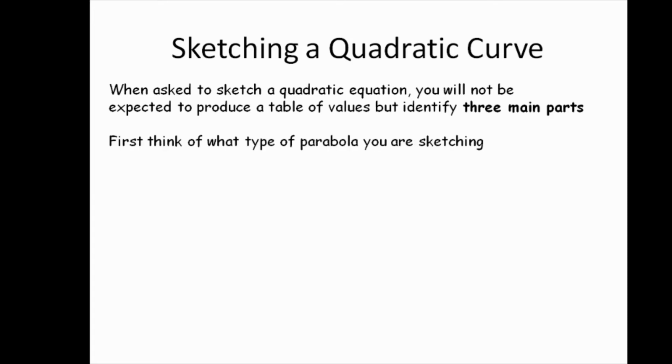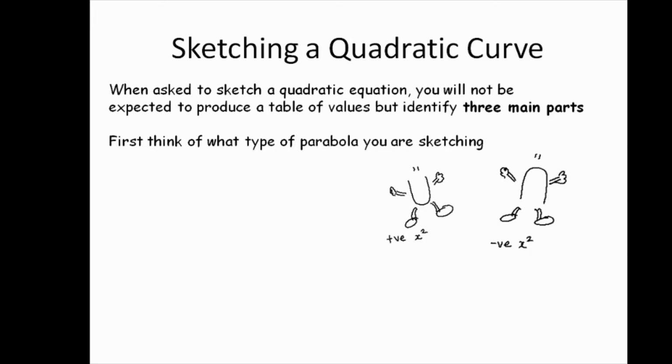But before we do that, the first thing you need to do is establish what type of parabola you are actually sketching. Is it going to be a positive parabola where you've got positive x squared, so like a U shape, or is it going to be a negative parabola, like an N shape, where you've got a negative x squared? Regardless of how complicated your quadratic equation may look, always think about the basics and try to establish what your graph should look like.